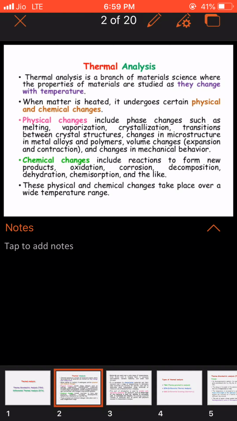So all these physical and chemical changes take place over a wide range of temperature. Don't think that when you do thermal analysis, it is just only increase in temperature. No. Thermal analysis will include both increase in temperature and also decrease in temperature. We will see this in details when we study those three types, DTA, TGA and DSC, in the following slides. I believe that till now you understood what happens to materials when temperature changes in them, what kind of physical changes can occur, what kind of chemical changes can occur.